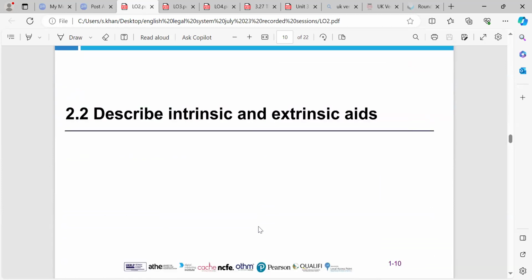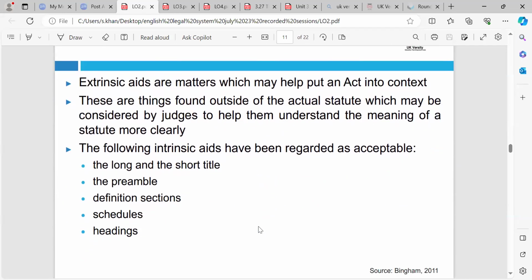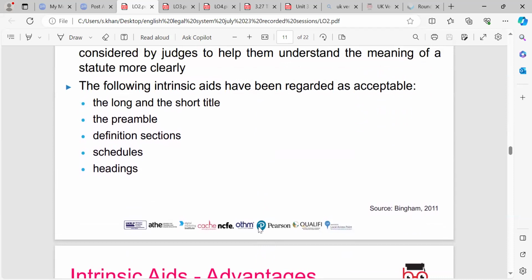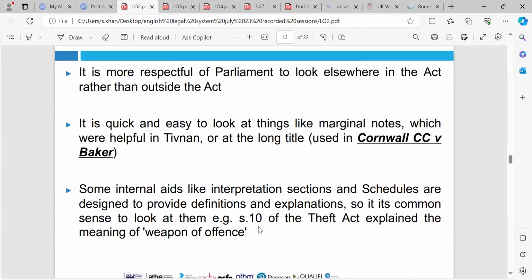We looked at 2.2 to describe intrinsic and extrinsic aids. So extrinsic aids are matters which help put an act in context. Intrinsic aids are regarded as acceptable, so it could be the long and short title, the preamble, different definitions or sections, schedules and headings. Advantages, we looked at intrinsic aids, so it's more respectful of Parliament to look elsewhere in the Act rather than outside the Act. And the case that was mentioned for long title was the Cornwall CC and Baker case.